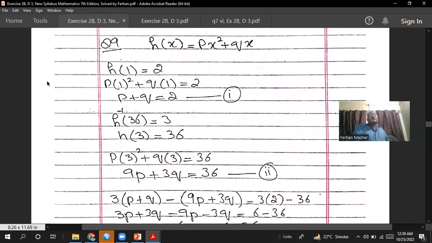So h of 1 is equal to 2. So p times 1 square plus q into 1 is equal to 2. So p plus q equals 2. That is the first equation.